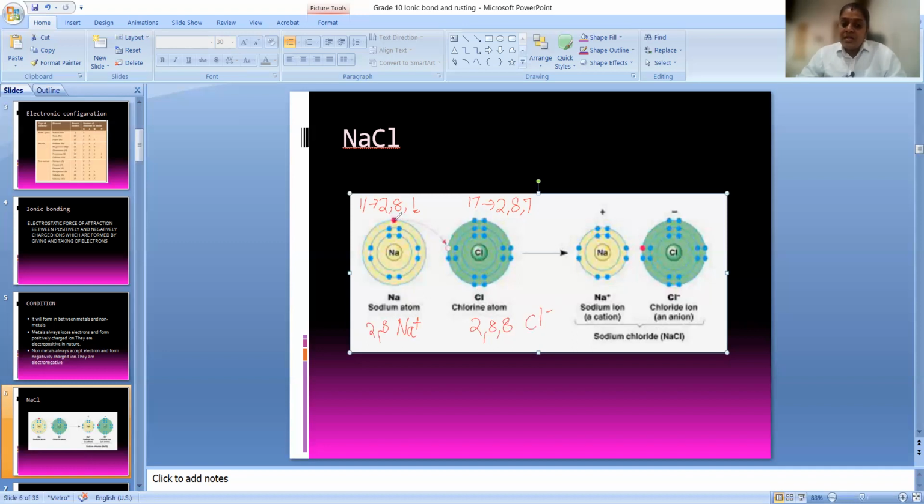How many electrons does it leave? It leaves only one electron, so one positive charge. It gains one electron, so it will get -1 charge. So now positively and negatively charged ions are here. This red indicates the electron from sodium. So there will be an attraction between them. That attraction is called what? Ionic bond. Now let us see another example.